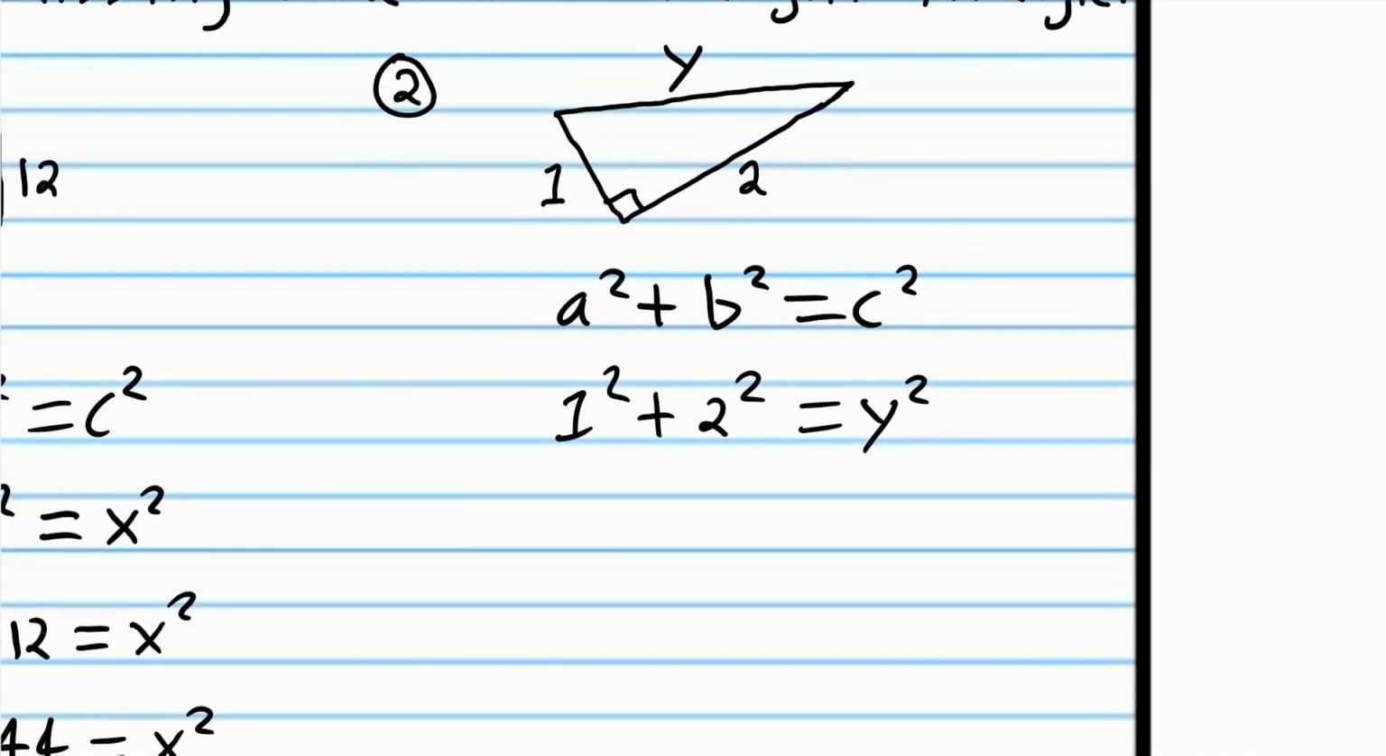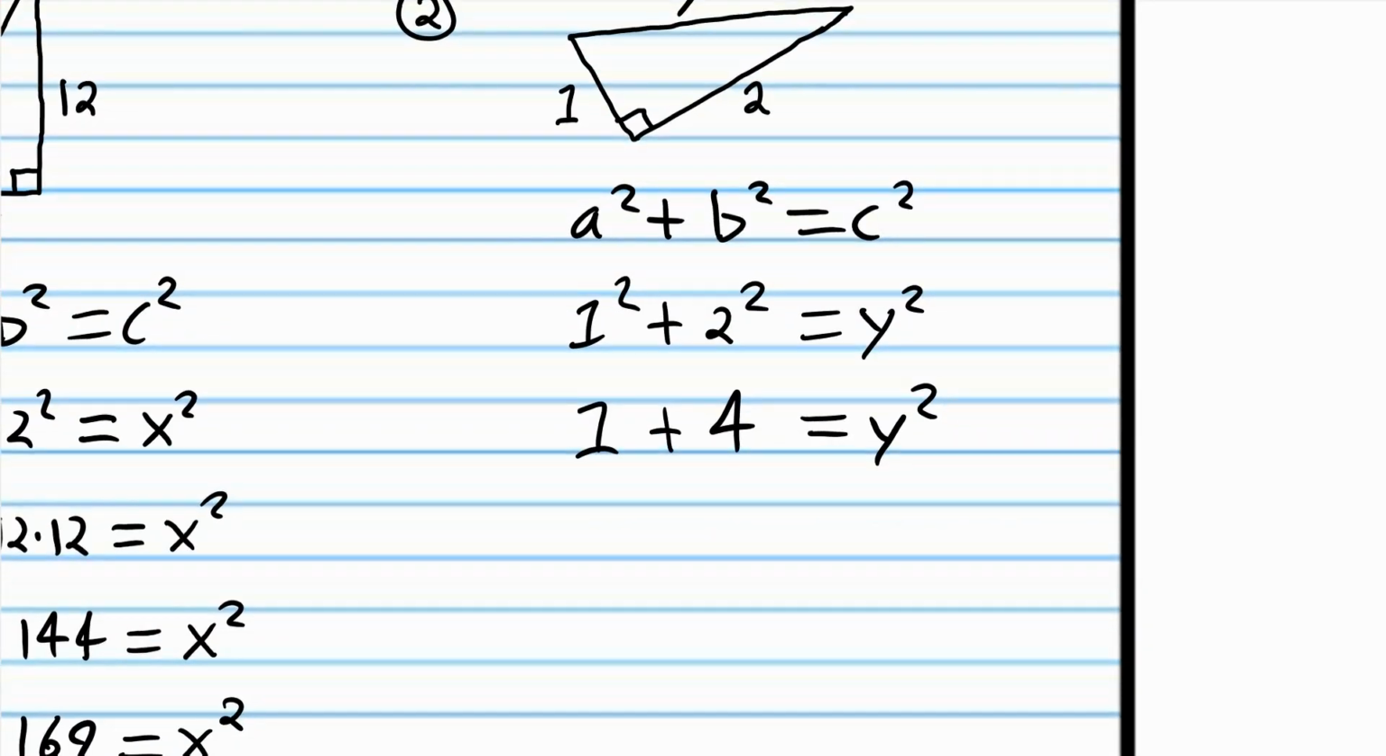And then 1 to the second power, what does that mean? It means 1 times 1. So obviously that's just 1. 2 to the second power, what does that mean? That means 2 times 2. So that's 4. Now all we have to do is solve this equation. 1 plus 4 is 5.